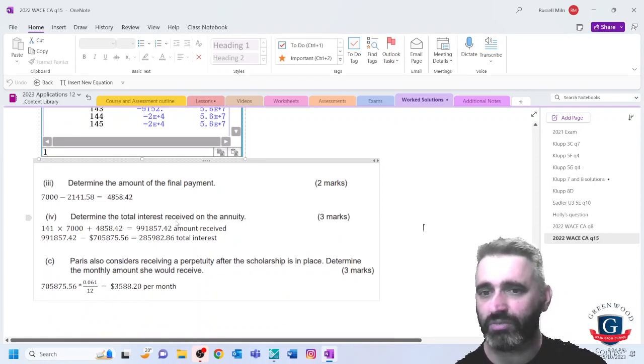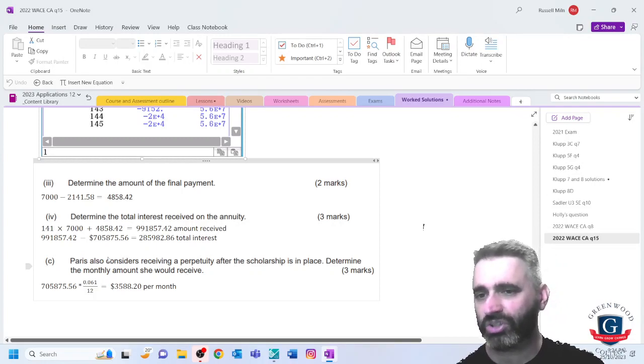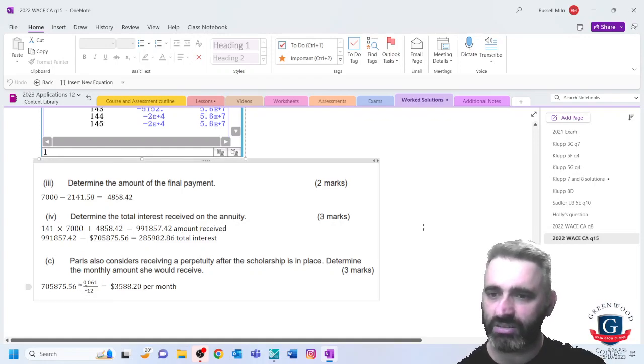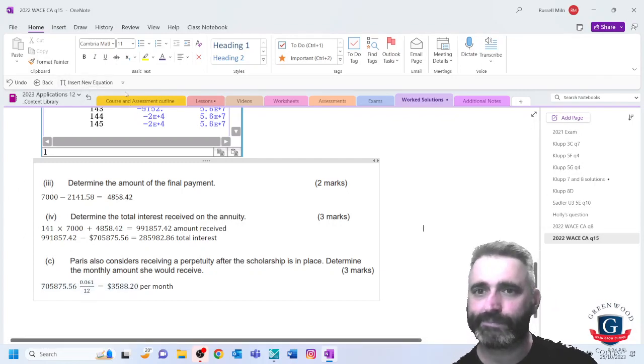If you want to know the total amount of money received, you've got 141 payments of $7,000 plus this $4,858.42, which gives you the amount received. Subtract away your initial amount, how much money you put in, and the difference will be the interest. So in this case, $285,982.86. Now, perpetuity just pays you the interest that you would have earned each month and no more, so you're not going to reduce your initial amount.